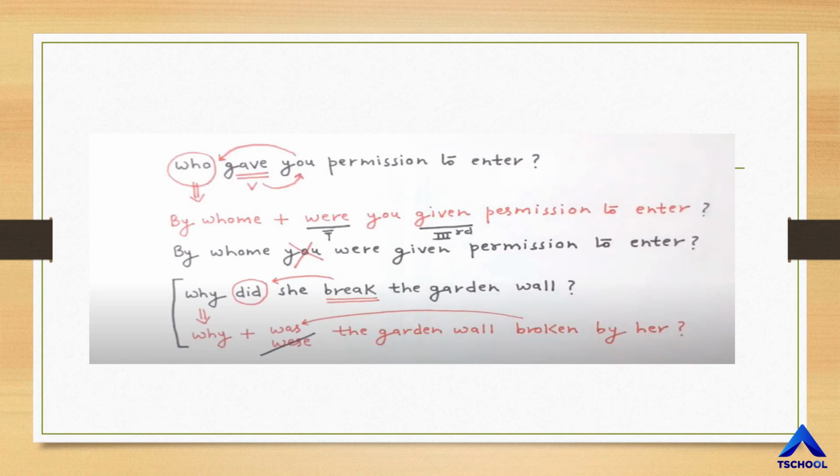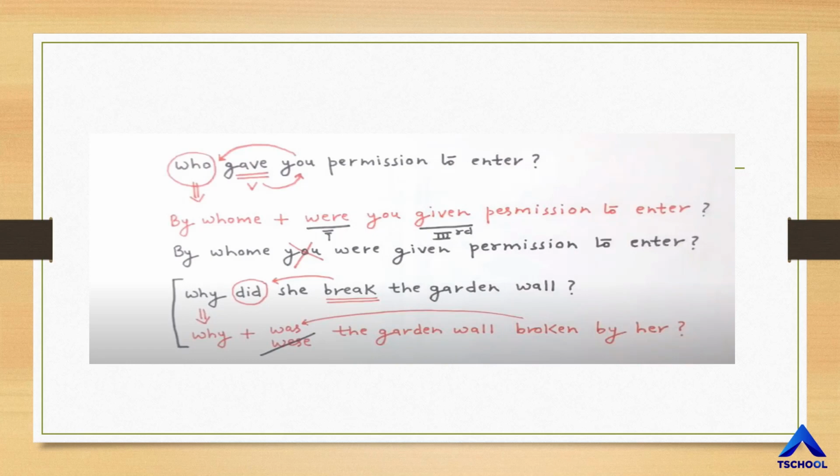So here it is were. Why were? Because gave is the verb. Which form? Second form. So we are going to use the helping verb either was or were. But as per the answer, it is were, not was. So the answer is by whom were you given. Gave, given. Third form, permission to enter.